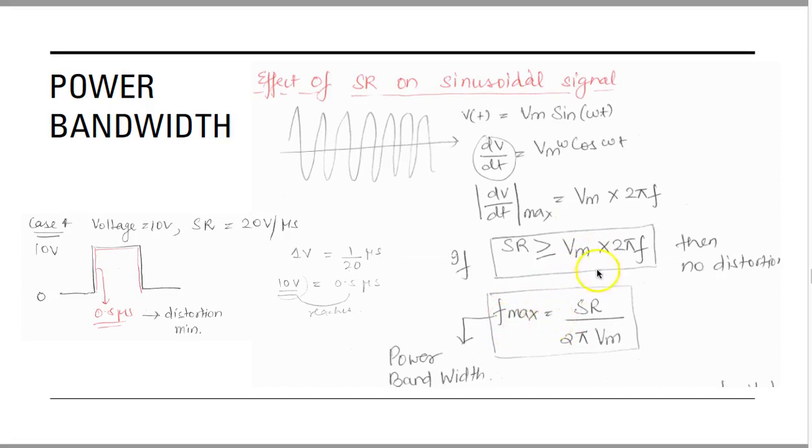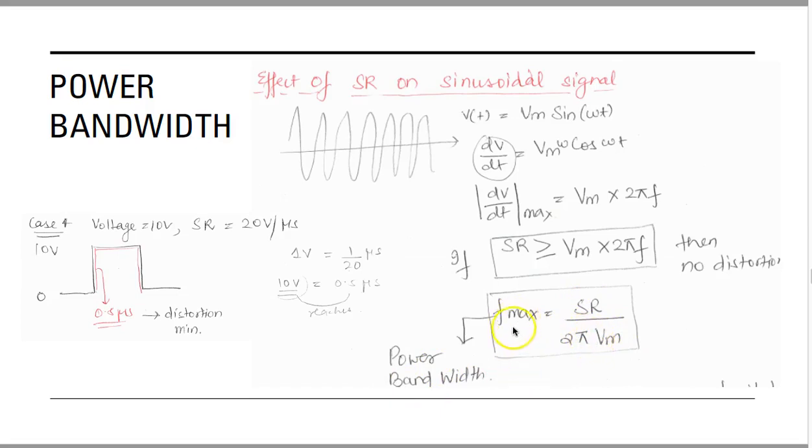Now you can take the frequency to this side, or keep the frequency here and take the term Vm 2 pi to the other side, then you will get an equation like this, where f max equals slew rate upon 2 pi Vm, where f max is basically the highest undistorted frequency. So this represents your highest undistorted frequency, or you can say power bandwidth, which equals slew rate upon 2 pi times the peak value of the output sine wave.